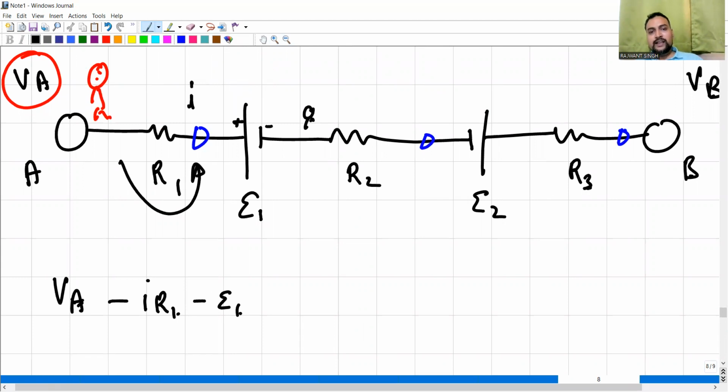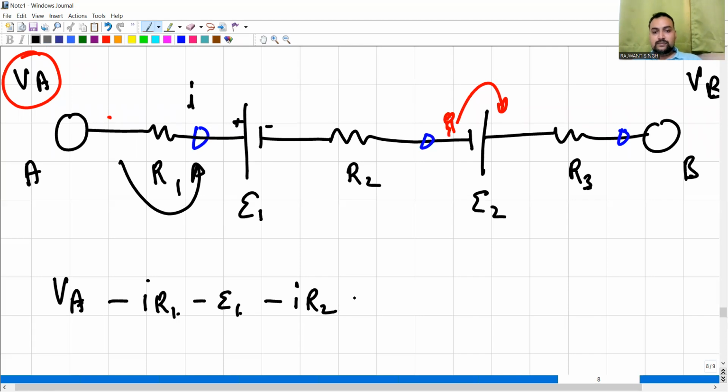Then you will reach here and now you will cross this resistance. When you cross this resistance in the direction of the current, again higher potential to lower potential, so there will be a potential drop. So the potential drop will become minus IR2. Now you are going to cross over this EMF. When you cross over this EMF, you will experience a potential rise. Negative to positive you are moving. So the potential rise will be how much?